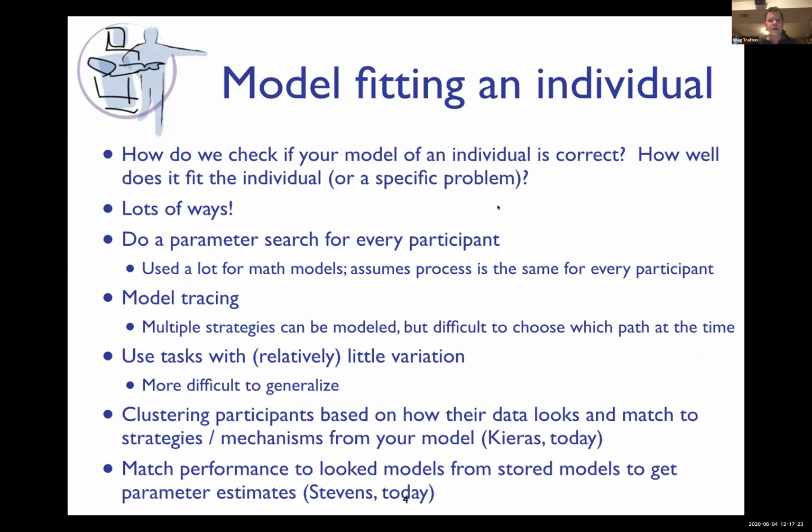And there are lots of ways that previous people have done this. You could certainly do a parameter search for every single participant. This is used a whole lot in math models, math psych models. But one of the assumptions there is that it assumes the process is exactly the same or very similar for every particular participant. We have model tracing examples. You can model different strategies, but it can be kind of difficult to choose which path at the time. You can get divergence and backtracking. It's hard to do kind of a little bit of that in real time. We can also use tasks with relatively little variation, but those can be difficult to generalize.